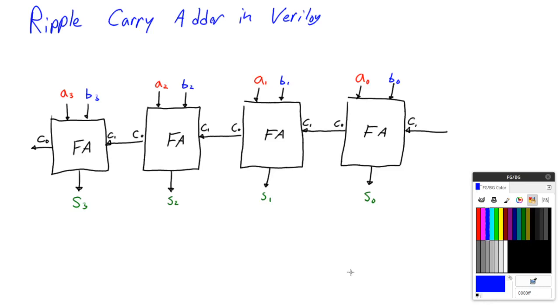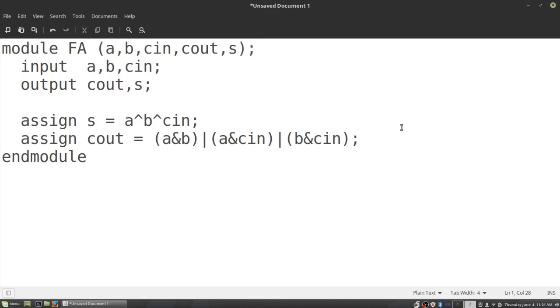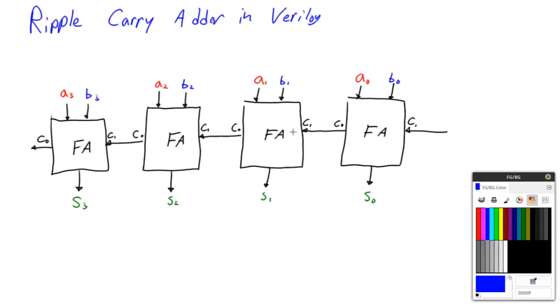All right, so we want to obviously be able to implement this in Verilog, and we already have our code for our full adder. It looks like this here. What we want to do is make multiple instances of the full adder and connect them together. Namely, we're going to be doing instantiation, making instances, making copies of these full adders.